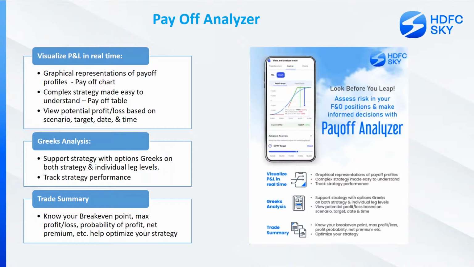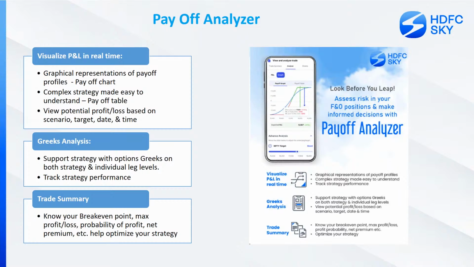This is one feature which we have recently introduced in HDFC Sky, which is a very good feature, which I will recommend all the F&O traders to look at. We have introduced an F&O Payoff Analyzer, wherein you can analyze your open positions in the derivative segment. Basically, there's a graphical representation of it. You can see a payoff chart and payoff table. You can analyze strategy level and individual level Greeks, and also get all the trade summary, like the max profit of your open positions.